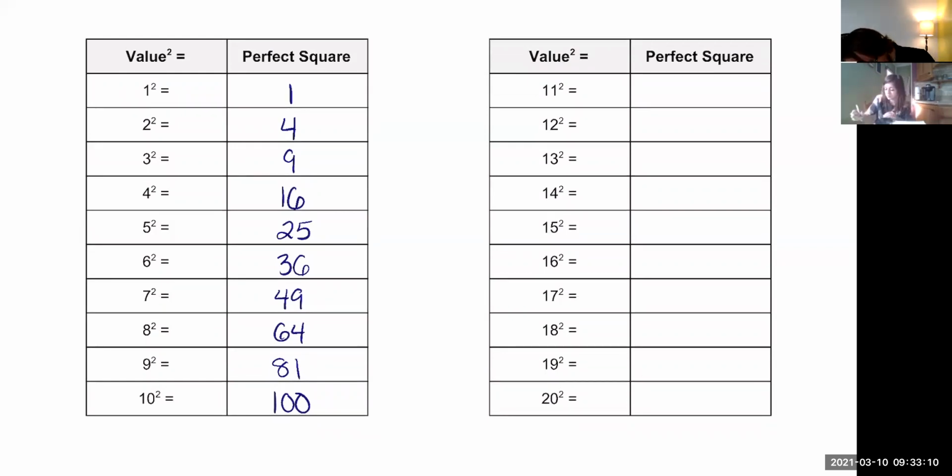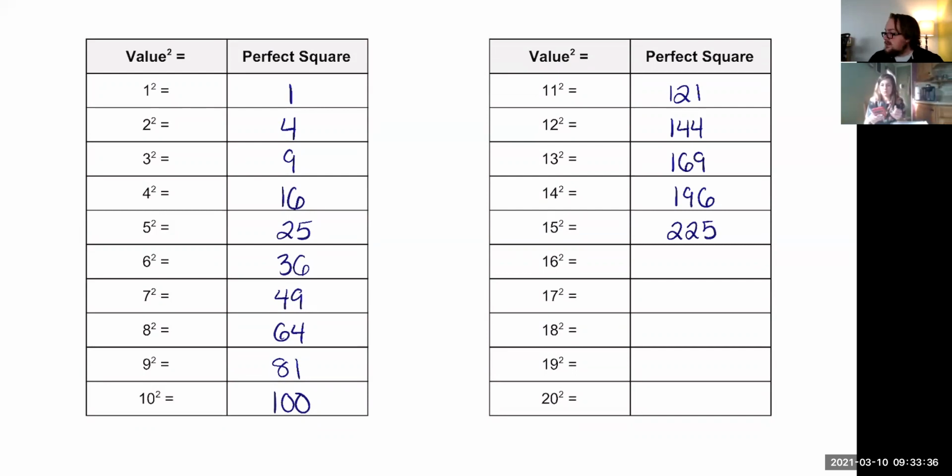11 squared gives us 121. 12 squared is 144. 13 squared is 169. 14 squared is 196. Hopefully someone's fact checking me here. 15 squared, I believe, is 225. And that's usually as far as I can remember with confidence.